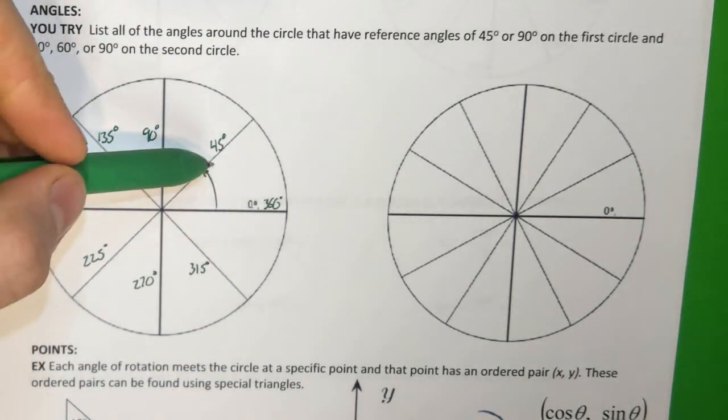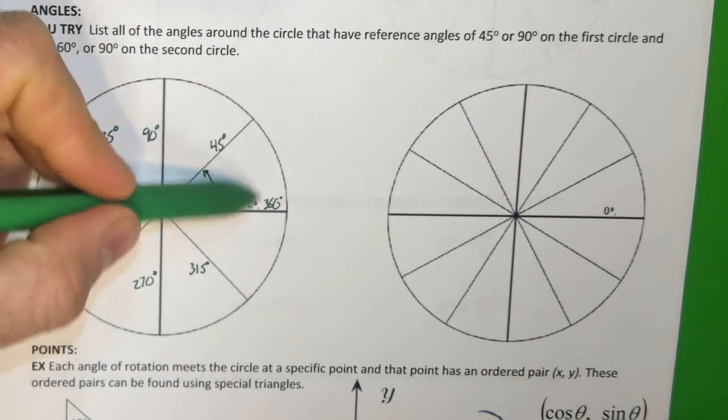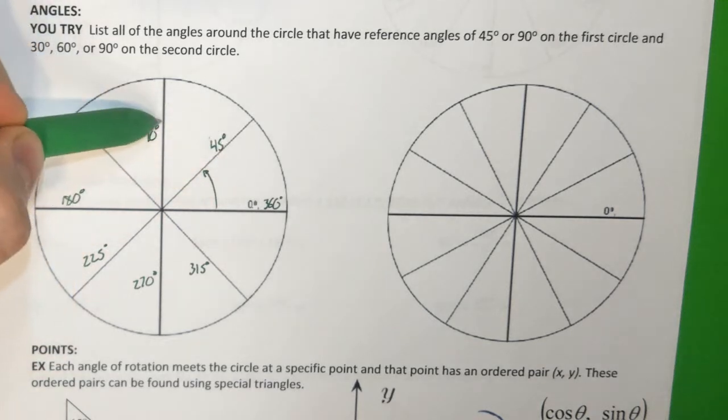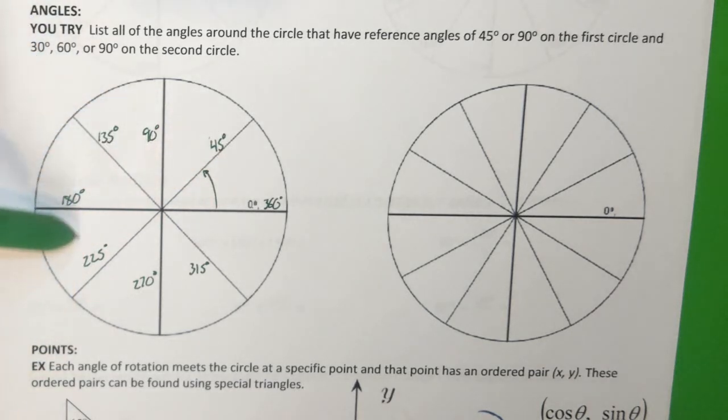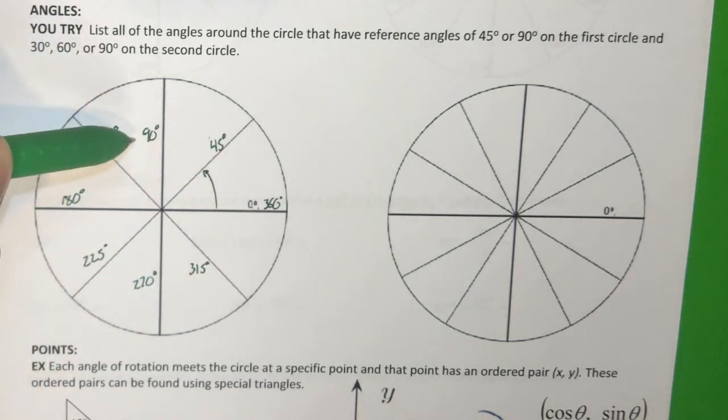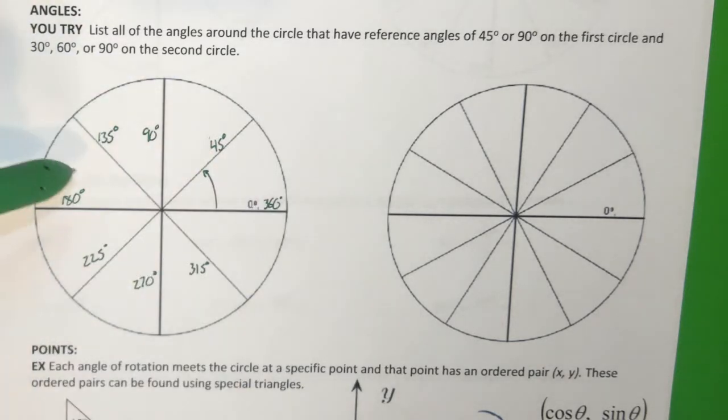So not only does the 45, 45, 90 triangle give you this piece of information and this piece of information, but it also provides you with all of these ones. They're all connected to the same 45, 45, 90 triangle. So we're going to want to use all of these.